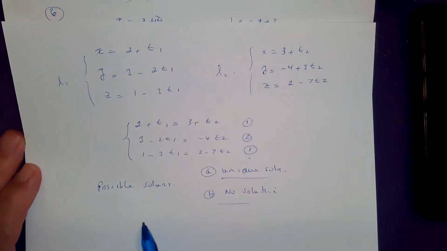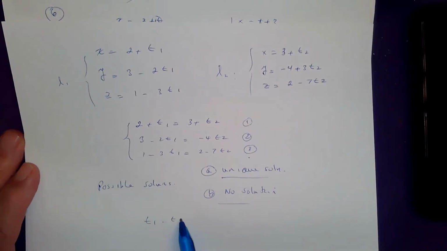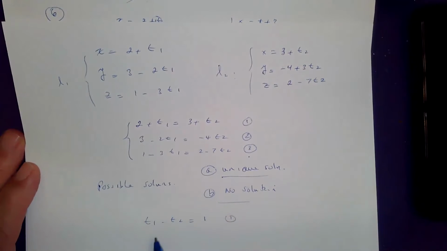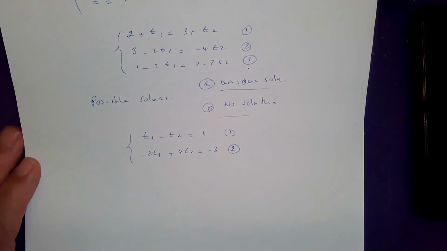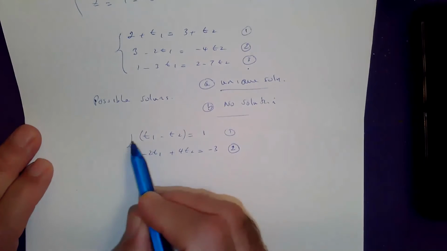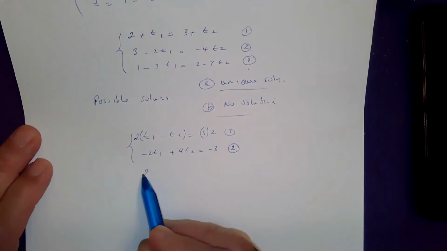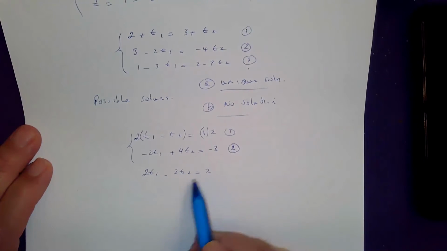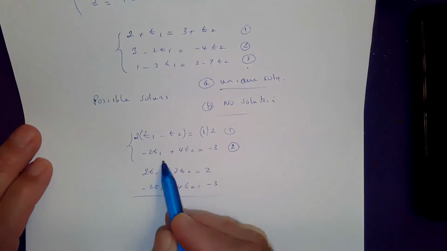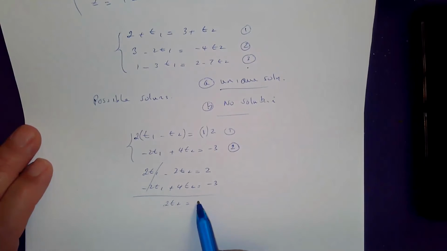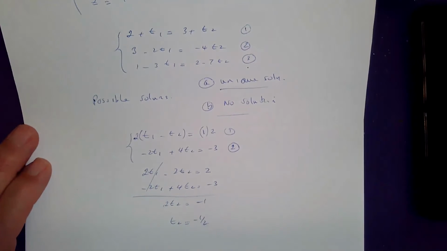So what you could do, take the first equation, T1 minus T2 is equal to 1, and the second equation, which is minus 2T1 plus 4T2 is equal to negative 3, and set equation number 3 aside for now. Go ahead and pretend this is an algebra class and solve this for T1 and T2. Well, I'm going to multiply the top by, let's say, 2. So that's 2T1 minus 2T2 is equal to 2, minus 2T1 plus 4T2 is equal to negative 3. These guys cancel. 2T2 is equal to negative 1. So T2 is negative 1/2.